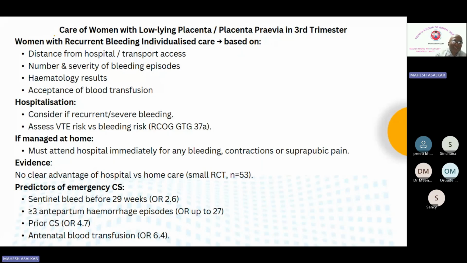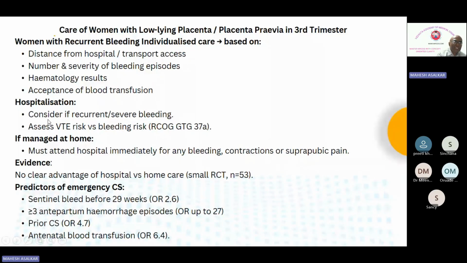So now let's talk about care of women with low-lying placenta and placenta previa in the third trimester. Women with recurrent bleeding: there can be either hospital care or home care. Those who have recurrent bleeding, preferably hospital, but it will depend on the distance from the hospital, the number and severity of the bleeding episodes, hematology results, and acceptance of blood transfusion.